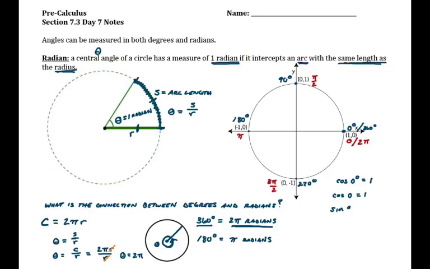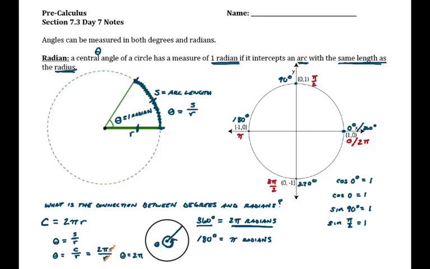Then what if I asked you for sine of 90? 90 degrees is the point (0, 1). Sine would be the y coordinate, so sine of 90 degrees is 1. But an equivalent way to write that would be sine of pi over 2 is 1, and pi over 2 is the radian equivalent of 90 degrees.